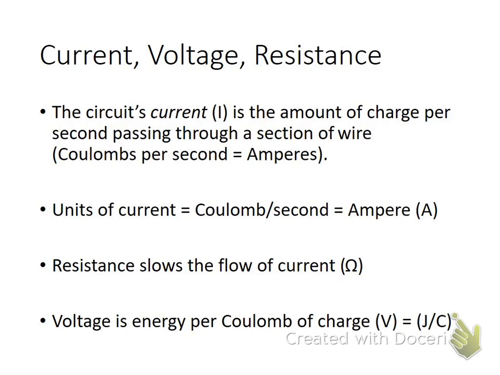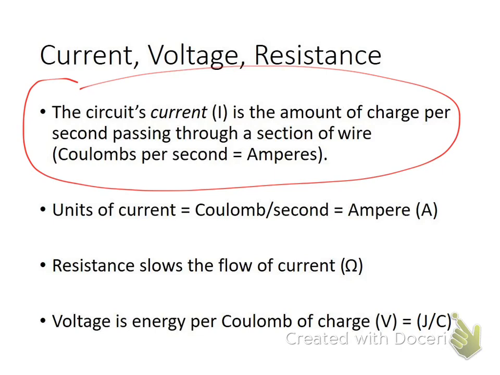A lot of people seem to forget what current actually is. It's just the movement of charged particles within a wire, and it's measured in amperes. Now, an ampere is simply a coulomb per second. Another way of putting this is current equals charge per time. An amp of current is 1 coulomb per second.